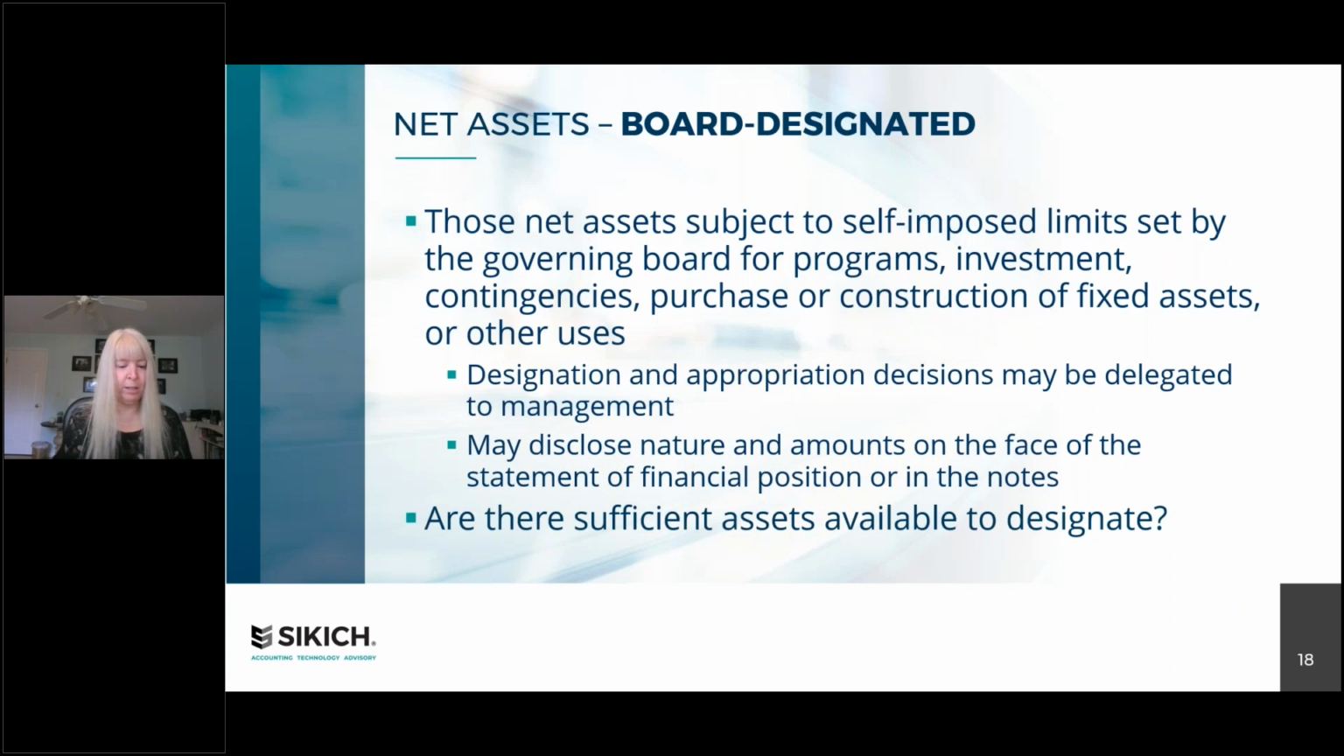And then sometimes you'll see, within net assets without donor restrictions, an amount that's board designated, but then that board designation creates a negative amount of unrestricted or without restriction net assets. So that doesn't really make sense if you're showing a negative amount of without donor restrictions that's not designated by the board of directors, because that would indicate there are not sufficient assets available to designate. So you can't designate something you don't have. So make sure there are sufficient assets available that those board designations can be funded.